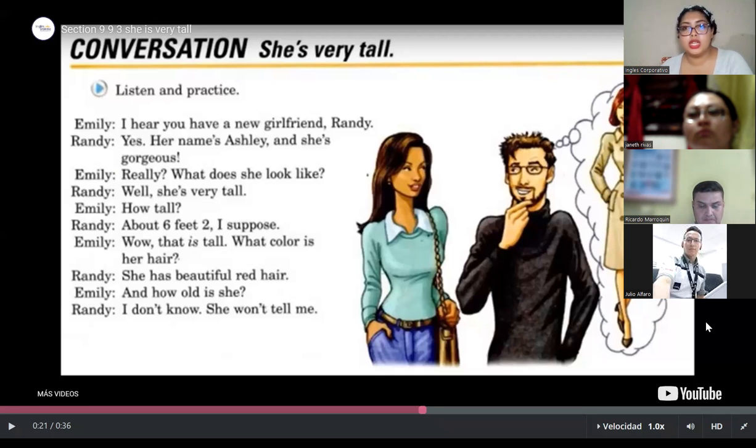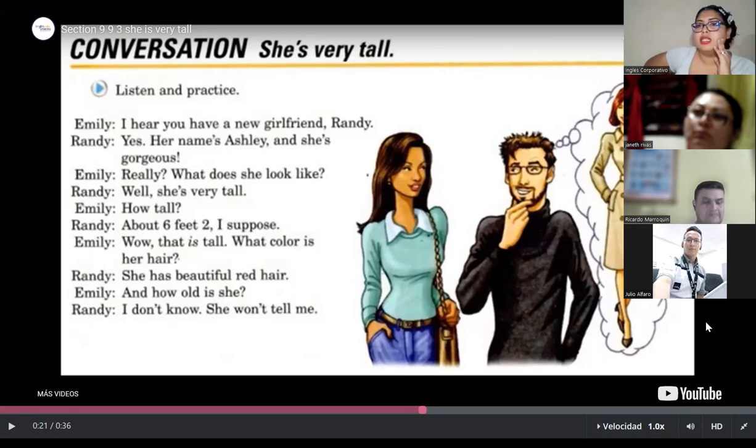And how old is she? Y él, pues, no sabe qué edad tiene ella. I don't know. She won't tell me. O sea, no se hace una idea de qué edad tiene ella. Porque, según él, ella no le dice su edad. That is kind of weird, but it's valid. I don't know.